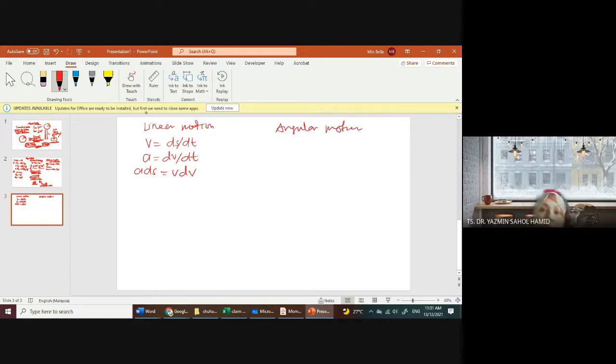You all remember? Omega equals d theta over dt. Alpha equals d omega over dt. And lastly, alpha d theta equals omega d omega. Okay. And then lastly, kita ada motion with constant acceleration. You remember?